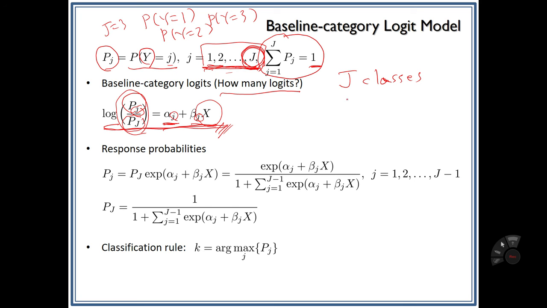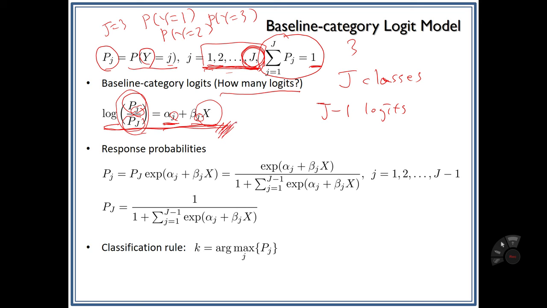The answer is, because in front of me there is nobody, I cannot hear any answer. For J classes, we should have J minus 1 logits, which means J minus 1 equations. So for example, if we have 3 classes, we should have 2 equations of this form, 2 logits. In the case of 4 classes, we should have 3 logits, right?